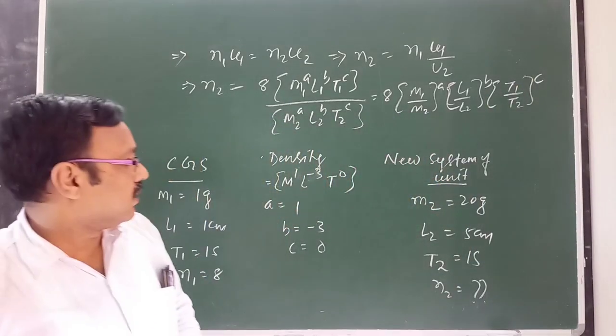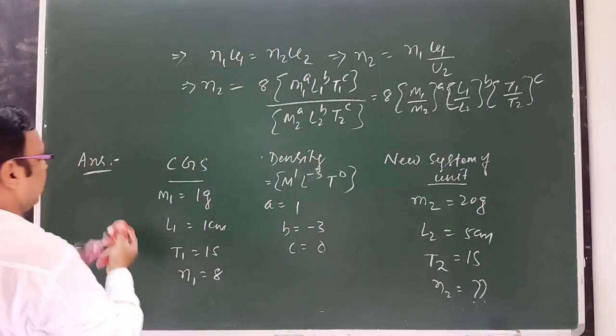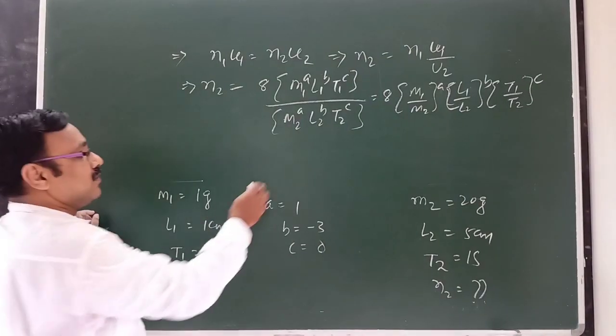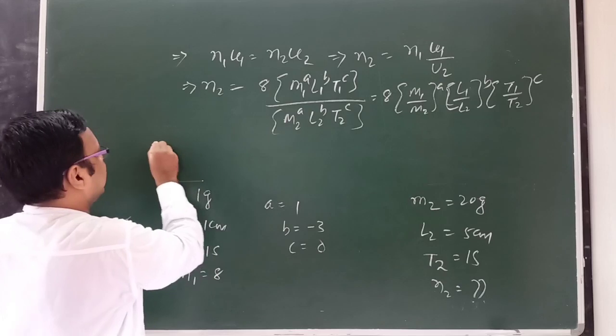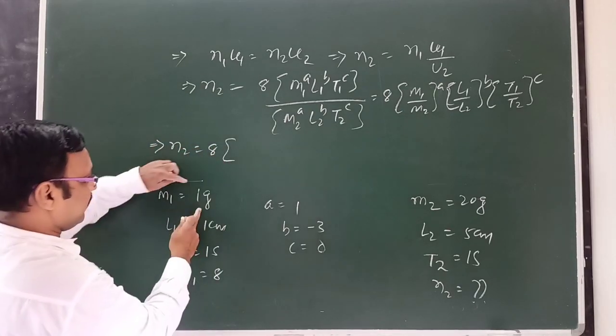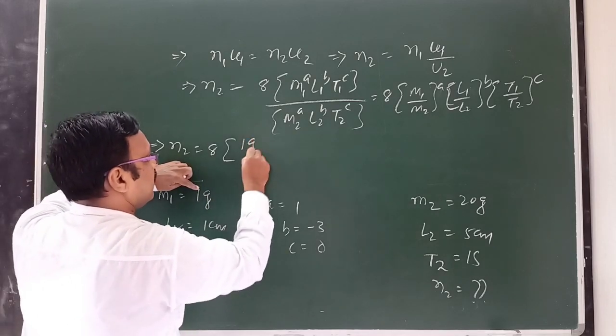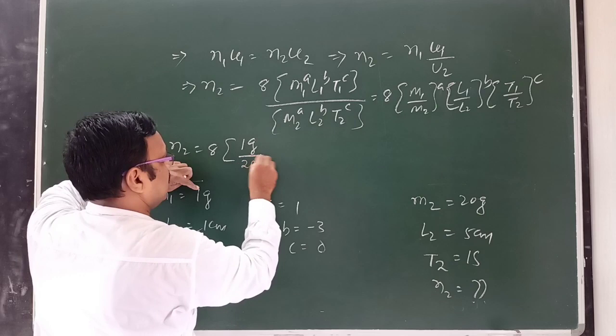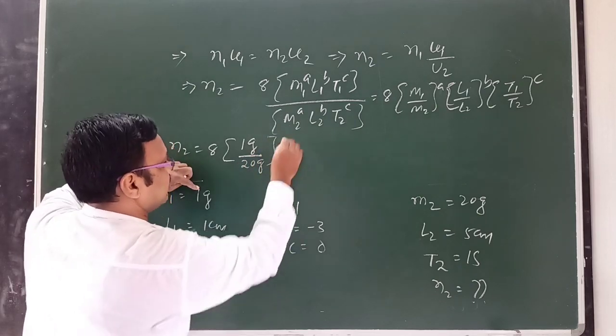Now here I can erase for you. So you see here it is 8, which implies n2 equals 8 times M1, which is given as 1 gram, by M2, which is given as 20 gram. Its power is a, which is given as 1.